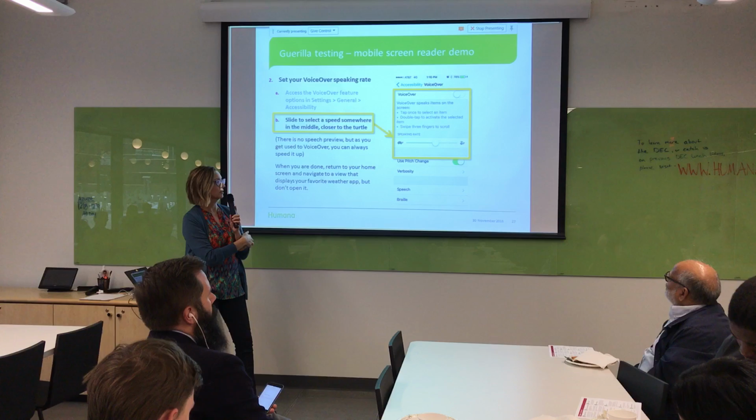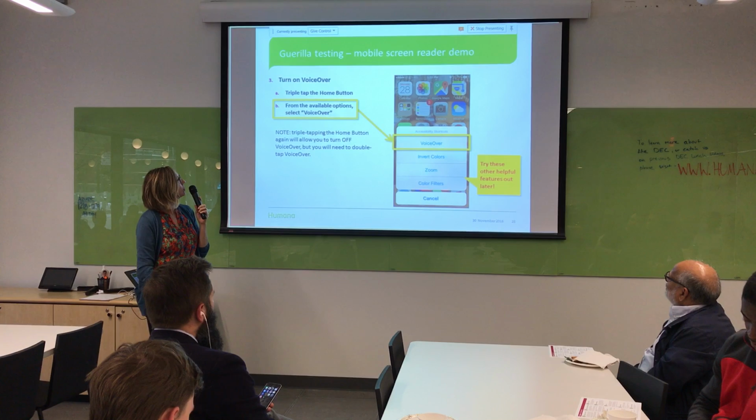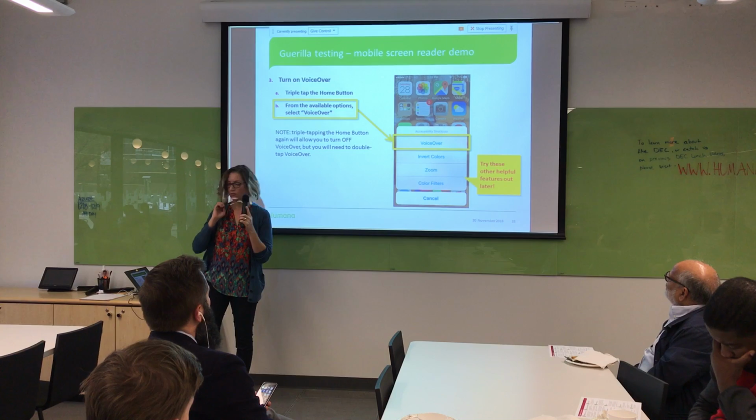Okay, good. All right. So what do we have next? So we want to slide the speech rate in the middle somewhere, closer to the turtle. As Lisa mentioned, people who are visually impaired can actually hear 3 to 4 times faster than you and I. So we can imagine hearing 60 words a minute, they can hear 300 words a minute and understand it.